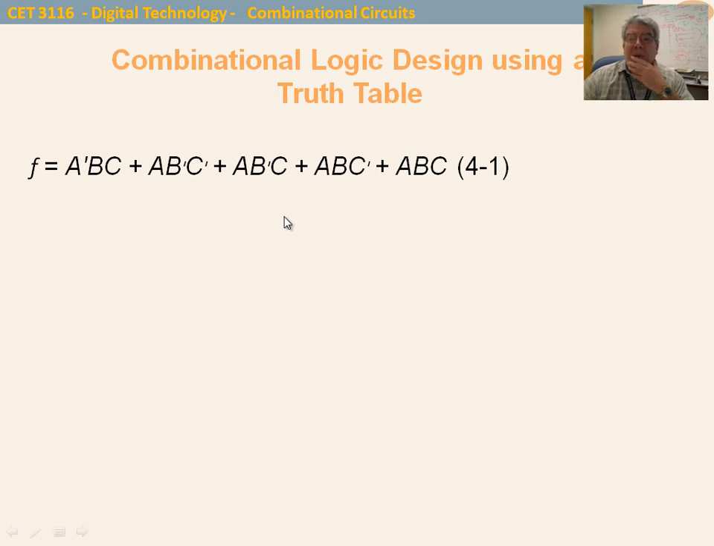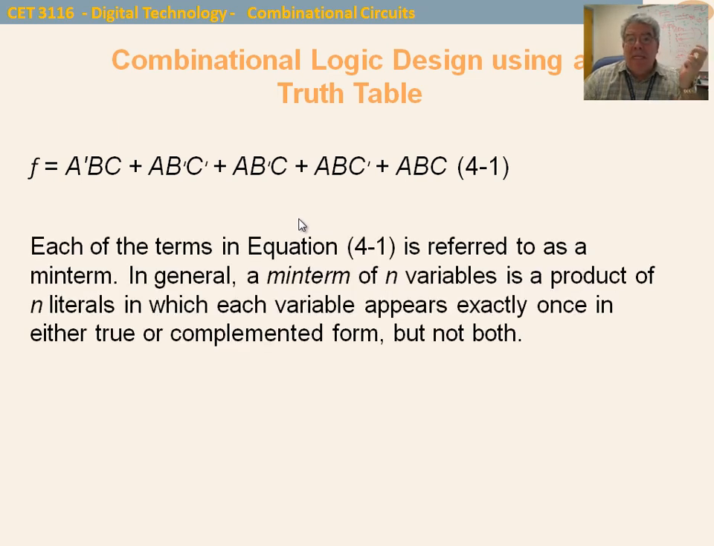That corresponds to a definition that we call minterms. Each one of these terms in this expression is referred to as a minterm. A minterm, if we have n variables, in this case we only have 3, is a product of n literals in which each variable appears exactly once, either in true or complemented form, but not both.